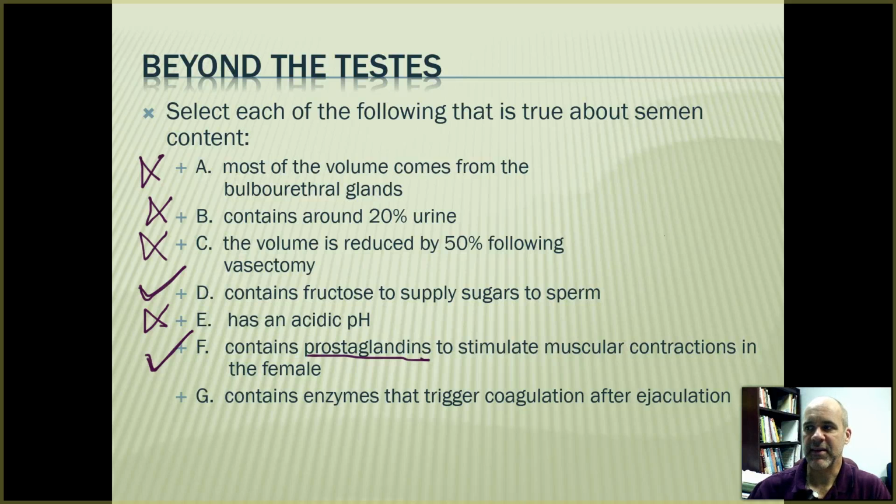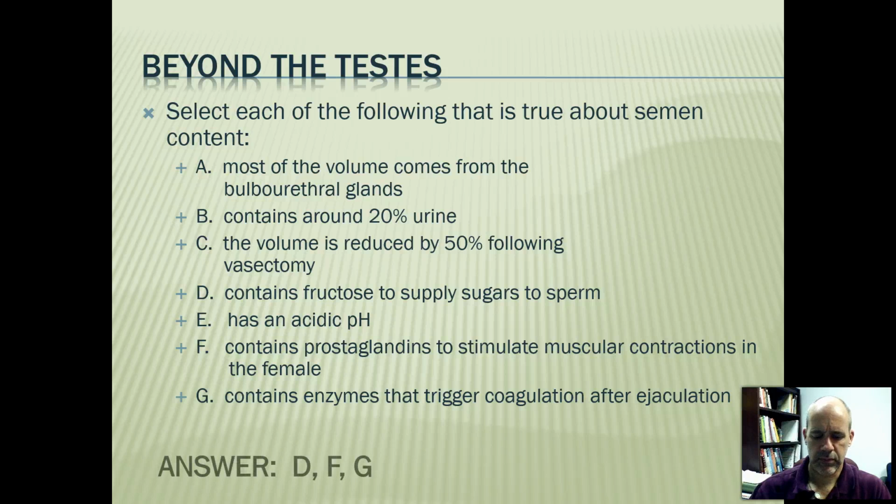And G, contains enzymes that trigger coagulation after ejaculation. That's another thing. If you go back and look, semen after ejaculation coagulates or clumps together pretty quickly, and the idea there is it helps prevent it from leaking out of the vagina of the female, and it increases the likelihood that fertilization can take place. So our answers there were D, F, and G.